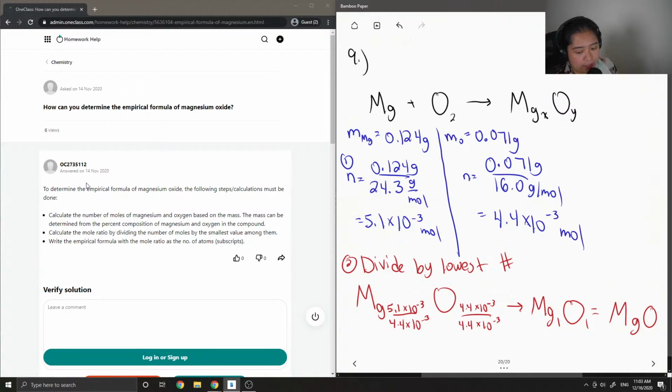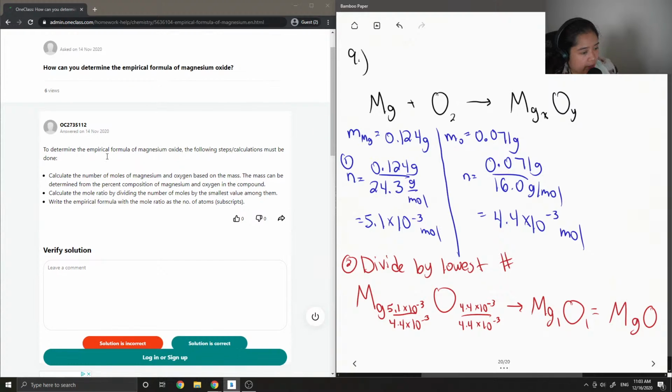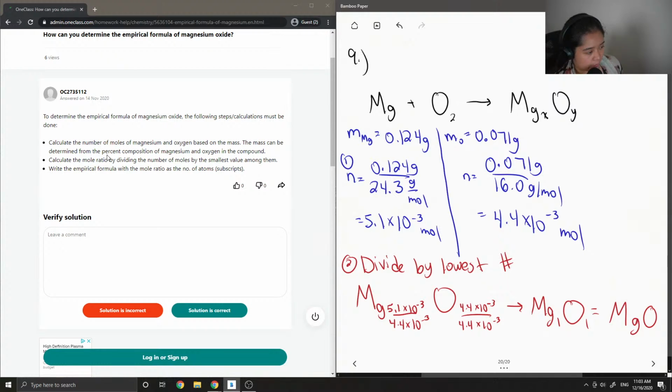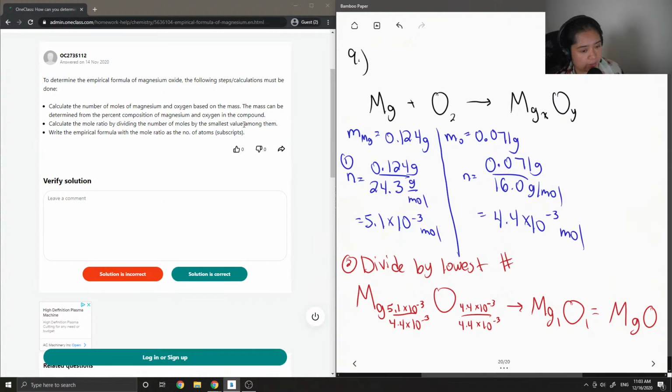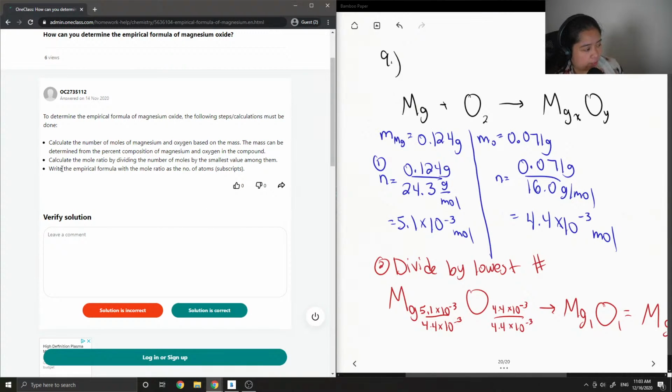And the junior tutor said, to determine the empirical formula of magnesium oxide, the following steps and calculations must be done. Calculate the number of moles of magnesium and oxygen based on the mass. The mass can be determined from the percent composition of magnesium and oxygen in a compound. Okay, so they might give you percent composition, but basically you just need to find the masses. After you find the mass, you can calculate the mole ratio by dividing the number of moles by the smallest value among them. Write the empirical formula with the mole ratio as the number of atoms. So this solution is correct.